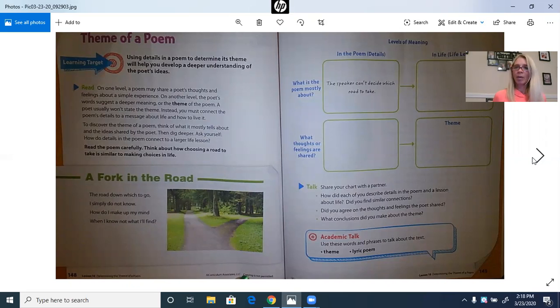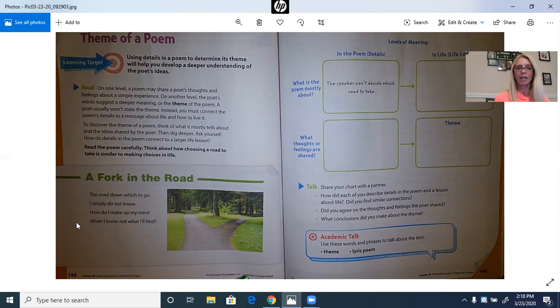We've been talking about theme for the past couple weeks, or at least for the past week online, but we've also talked about it a lot in class. So we're talking about themes of poems today. You can see at the bottom right here, it says A Fork in the Road, and it's just a short poem. Remember, we've talked about poems and how many stanzas they have and lines.